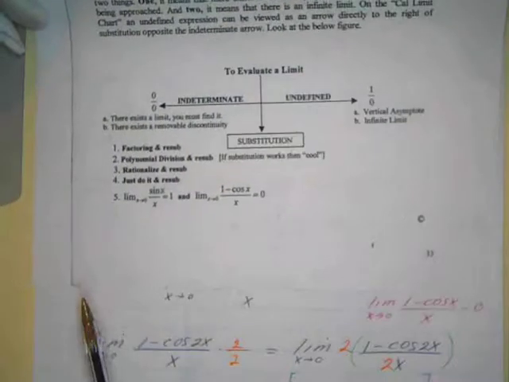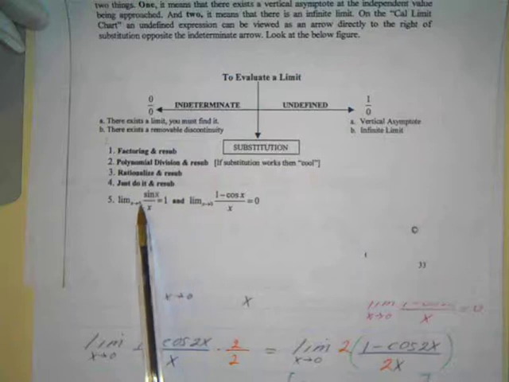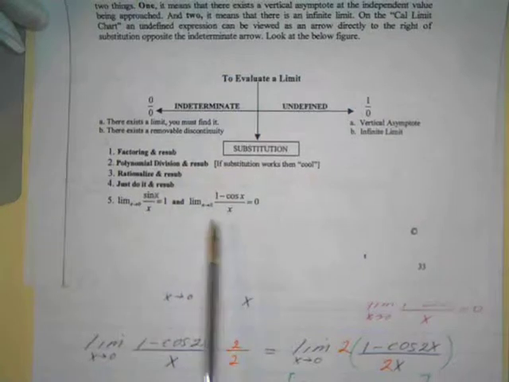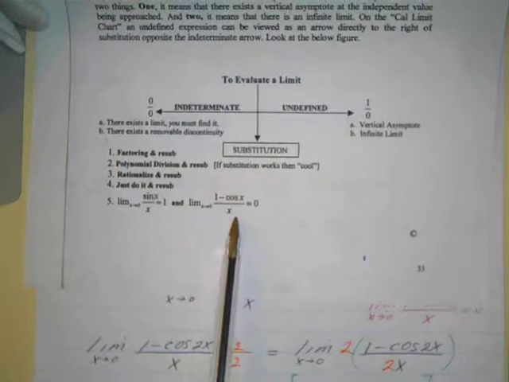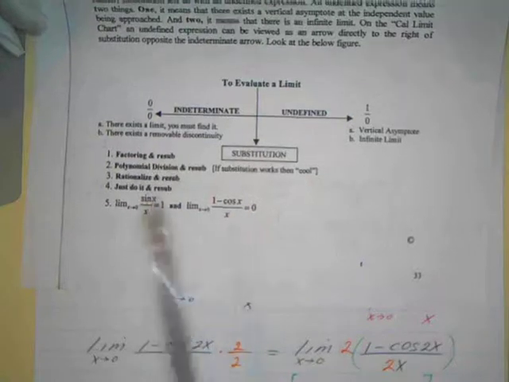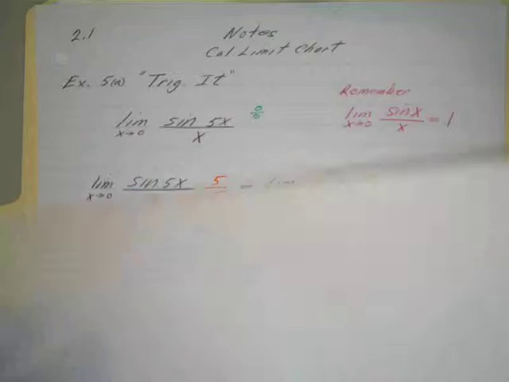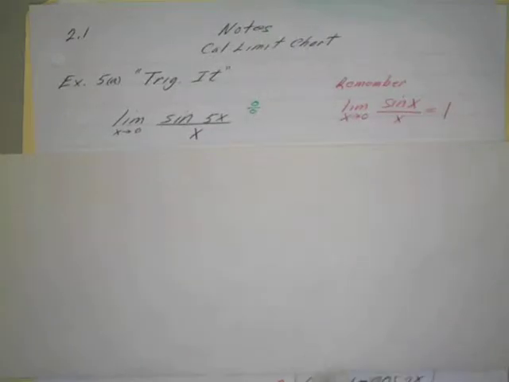is number 5. And this is where we're going to use the limit of sine of x over x equals 1 as x approaches 0. And the limit as x approaches 0 of 1 minus the cosine of x over x equals 0. So these are the two trig limits that we use. So we'll just call these "use trig." All right. And again, we have this first example, the sine of 5x over x.